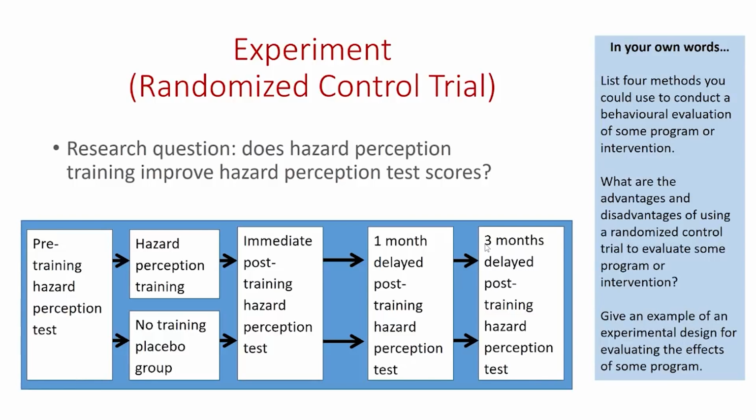Third question, give an example of an experimental design for evaluating the effects of some program. Well, I've just given you an example here with hazard perception training. So all you have to do is, off the top of your head, come up with some substitute for hazard perception training. Okay, let's think, face recognition training. So ability to maybe remember unfamiliar faces. We would need a test of ability to remember unfamiliar faces. We would need some training program to help people remember unfamiliar faces, and then we would be able to run an experiment like this.